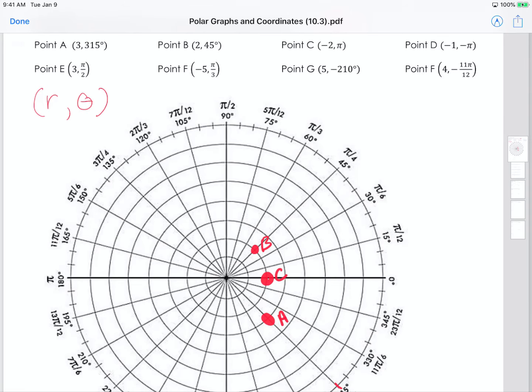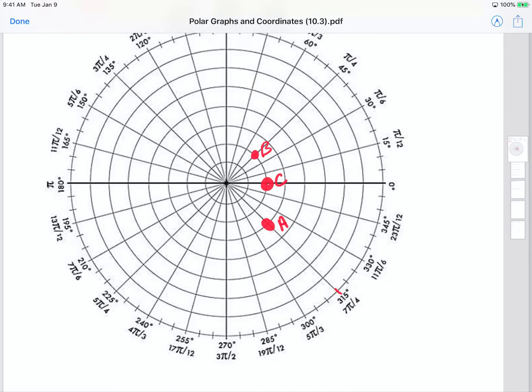Point D: I'm going to swing open -pi, and then go out in the opposite direction, -1 unit. -pi means I'm going to be opening clockwise. So I'm going to open this way, pi radians, and coming out this way 1 unit would be positive, but I'm going to come out this way for a -1, and that's going to give me my point D.